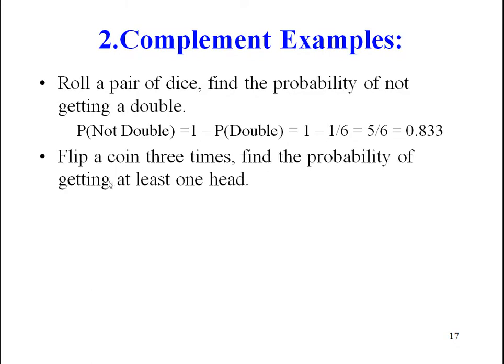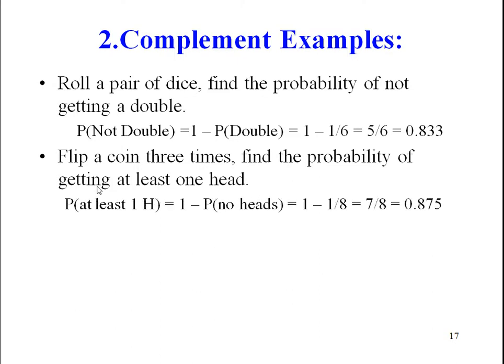Flip a coin 3 times, find the probability of getting at least 1 head. Well, what's the complement of at least 1 head? Go ahead and think about that. Stop the video. Well, the complement of at least 1 head is no heads. So 1 minus no heads. How do you get no heads? With all tails. It's just 1 out of 8 of those events. Then 1 minus 1/8 is 7 out of 8. And so we can get that probability by the complement rule.